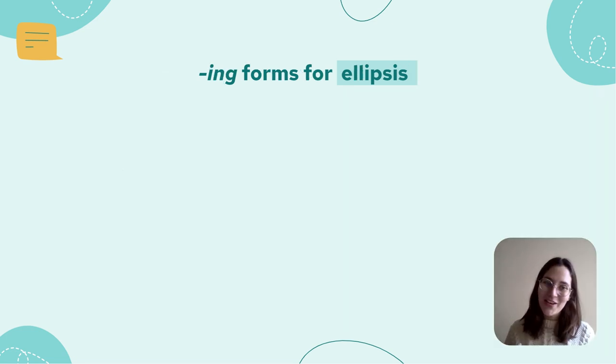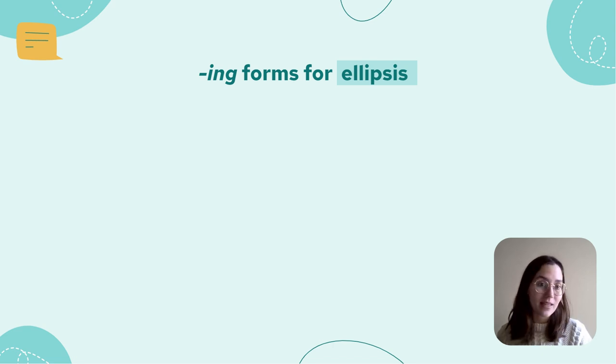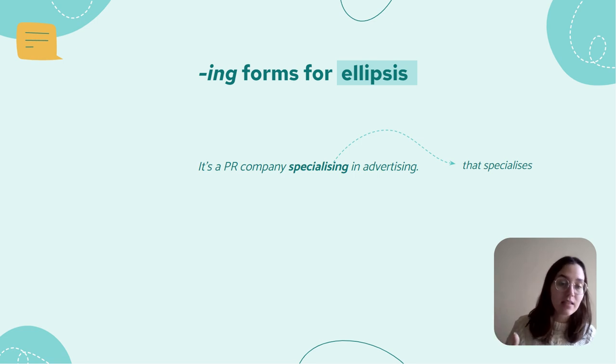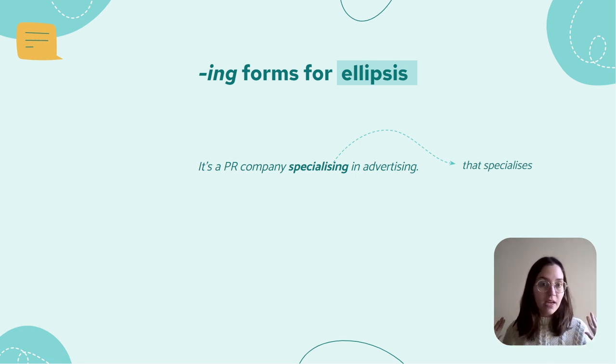A couple of videos ago, we talked about ellipses. I'm going to leave the link somewhere here. When we talk about ellipses, we said that it's these resources that we use in order to avoid obvious information. One of the tools is the use of ing forms. I can say it's a PR company specializing in advertising instead of it's a PR company that specializes in advertising. Now, both are good. It's a matter of finding your voice but we can do so by means of an ing form.